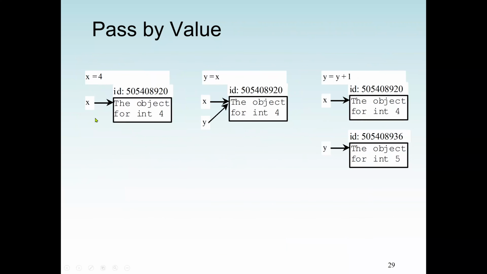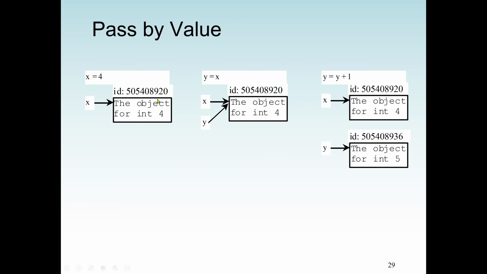So that's the whole theory here again. Here we are starting with x equal to 4, so the value of x is 4. Now we assign x to y, which means y also is 4 now. This means the two are referencing the same object. But when we increment y by 1, you will see that the reference changes. The addresses are different now.